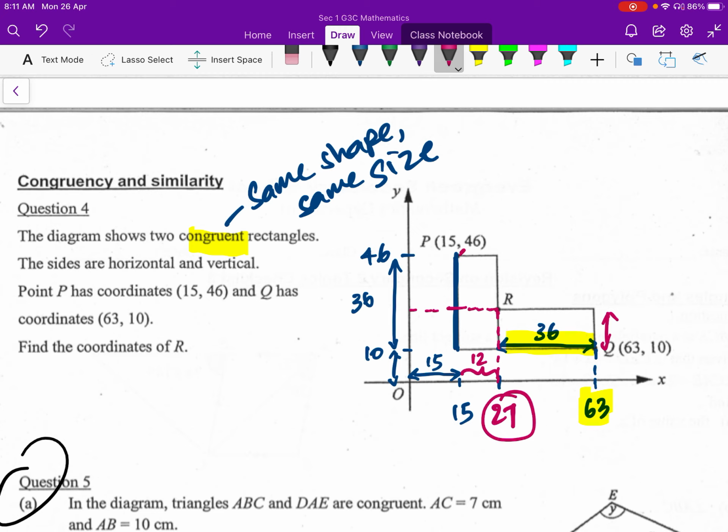The breadth of the rectangle is 12 units. So this must also be 12. Now if that is also 12, what should this be? Then it also has to be 12. Now since this is 12 units above level 10, then what must the y coordinate be? The answer is 22. So the coordinates of R will therefore be 27, 22.